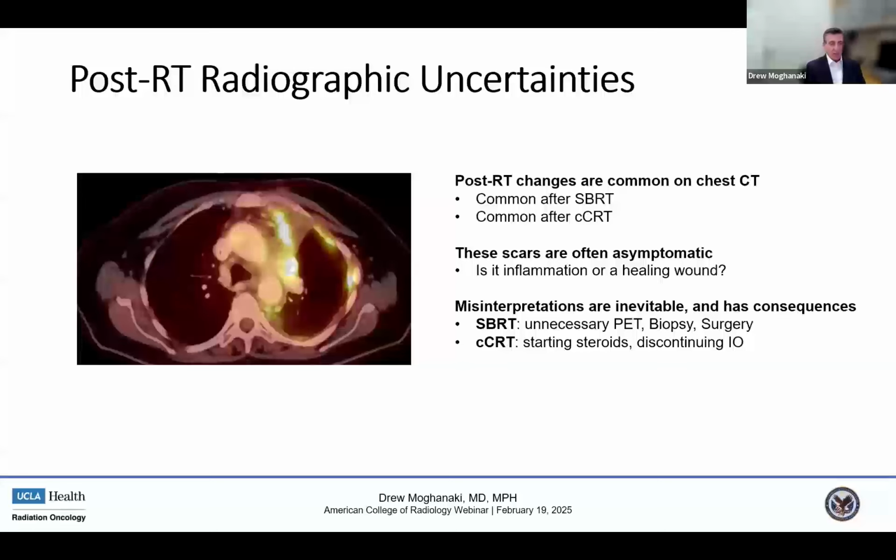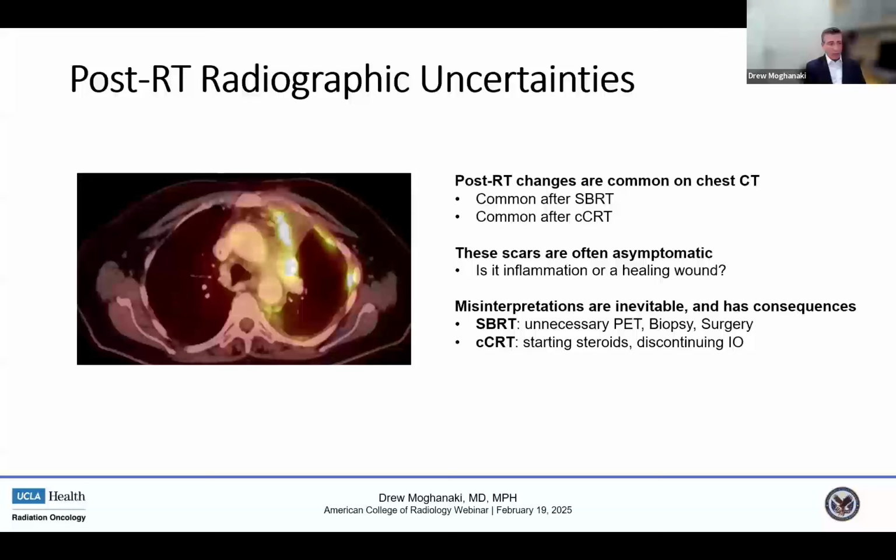Unfortunately, there's impact on patient care because misinterpretations are inevitable, and here are the consequences. In a patient with a highly curable stage 1 lung cancer treated with SBRT, they could have unnecessary PET scans, unnecessary biopsies, and even unnecessary surgery, although the latter has been happening less and less, as it was only in the early days when we were doing salvage lobectomies, for example, on people who had no residual cancer.